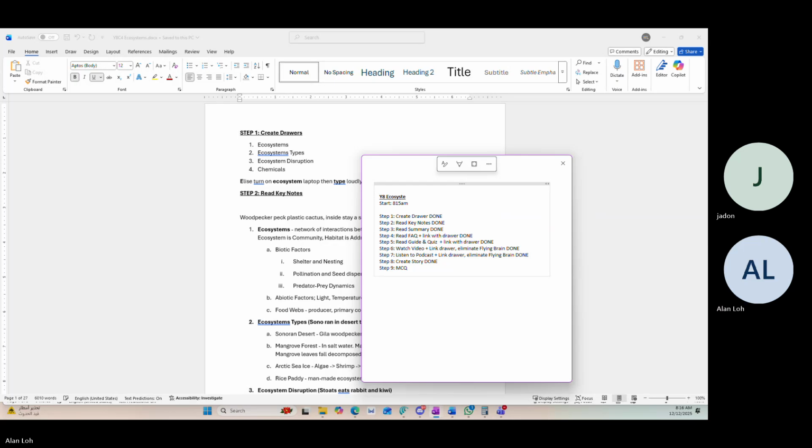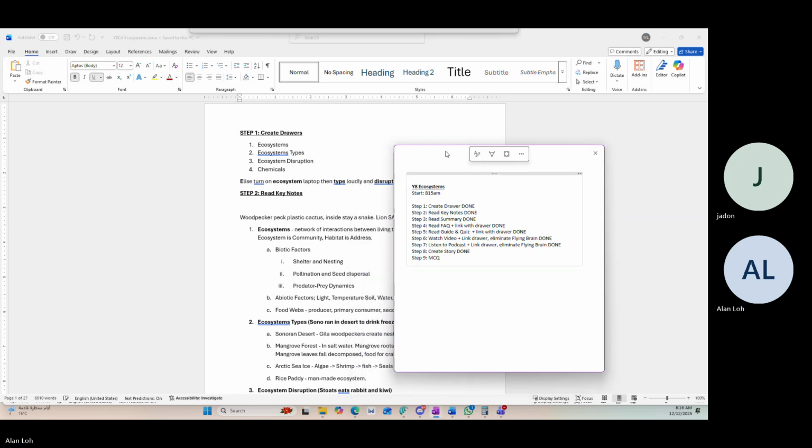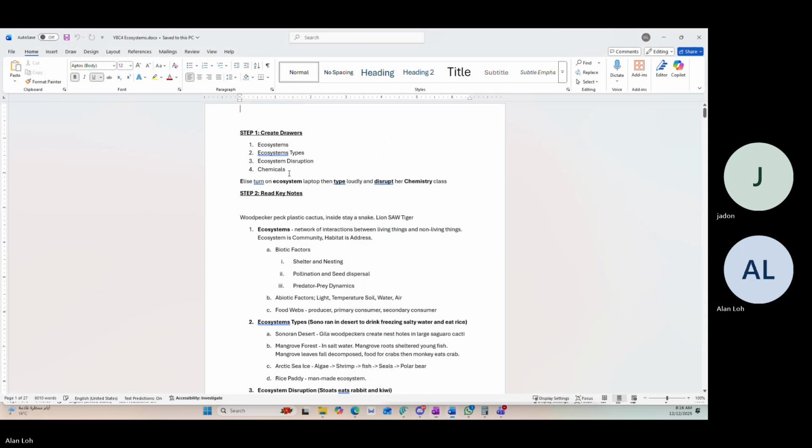Ecosystem. So let's create the drawer. There are 4 drawers. And the name of these 4 drawers are ecosystems, ecosystem types, ecosystem disruption, chemicals. Right? Chemicals. First of all, how do you remember these 4 drawers easily? So I created a story to help us to remember the name of the drawers easily.